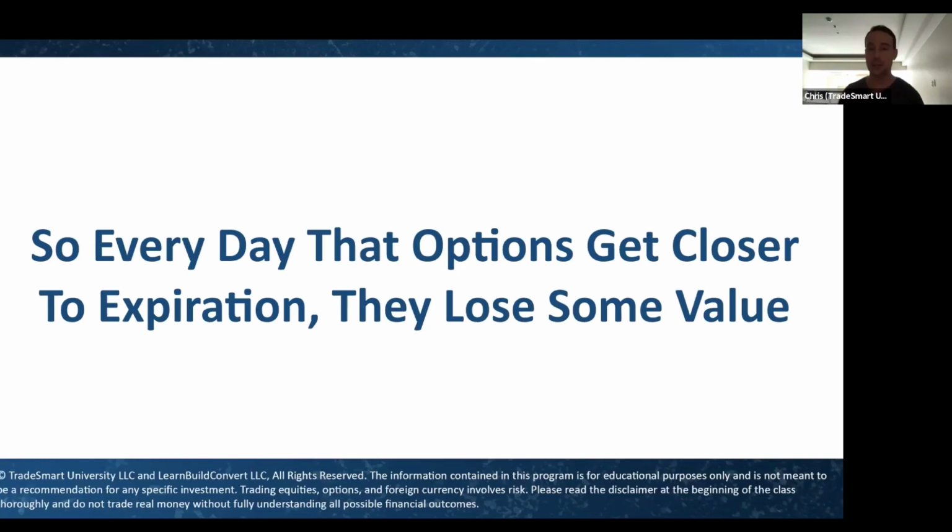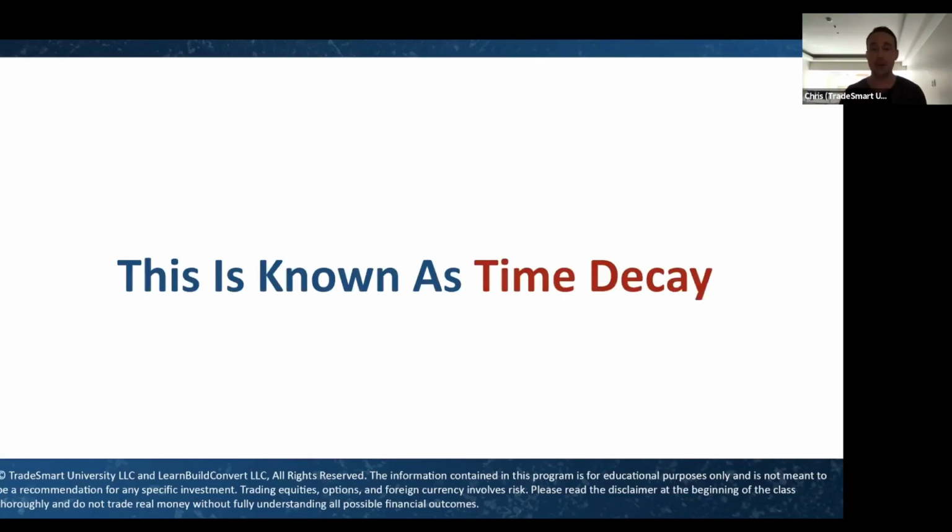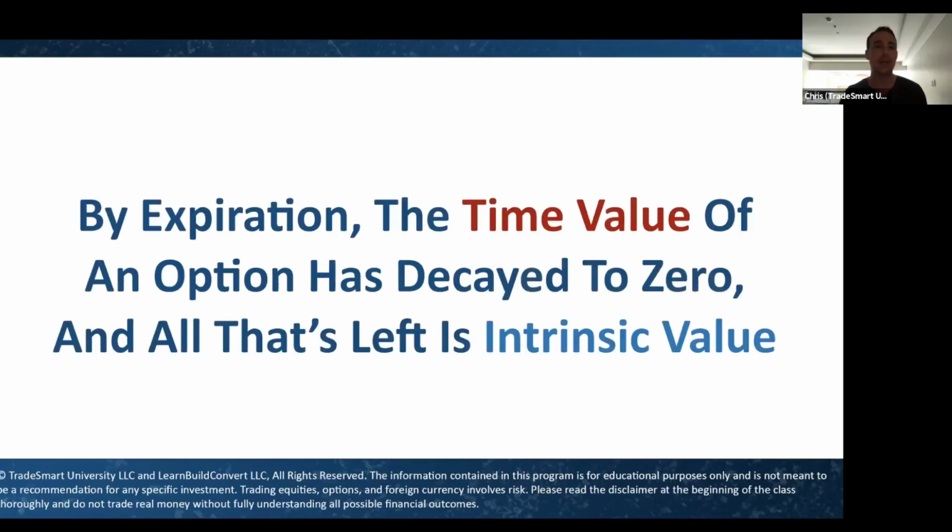So as options get closer to expiration, they lose some of their time value. And this concept, losing that time value, is known as time decay. This is one of the most important things to understand when trading options. By expiration, the time value of an option is completely gone. It's decayed to zero. So all that is left by expiration date is the intrinsic value of that option, how in the money it is.